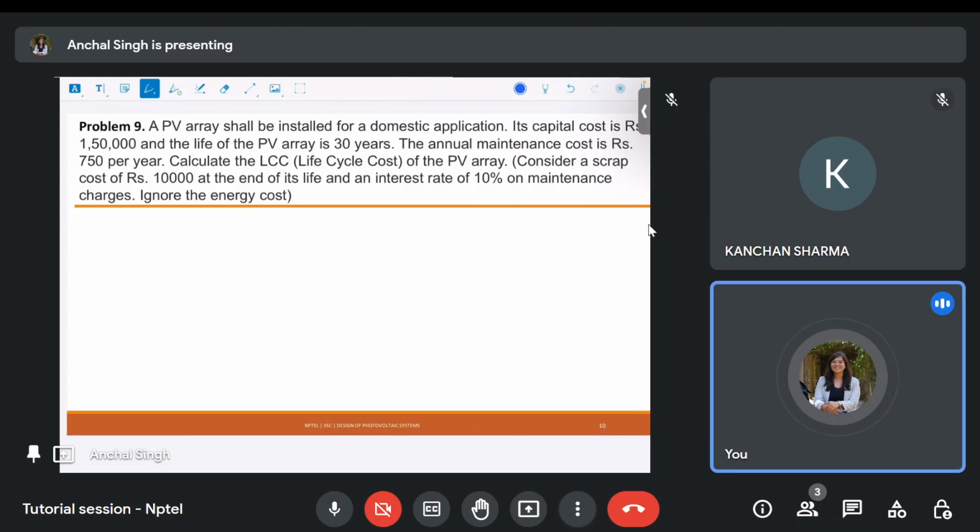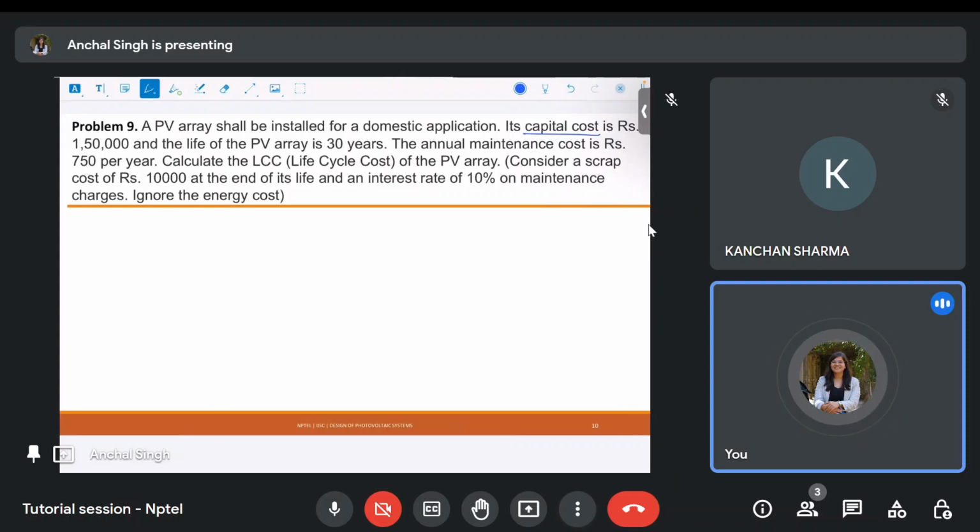In this problem, a PV array shall be installed for a domestic application. Its capital cost is rupees 1,50,000. So it's given capital cost as 1,50,000, and the life of the PV array is 30 years. The annual maintenance cost, let us say AMC, is equal to 750 per year. And calculate the life cycle cost of the PV array.